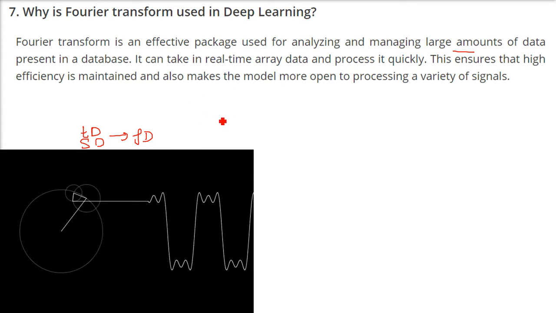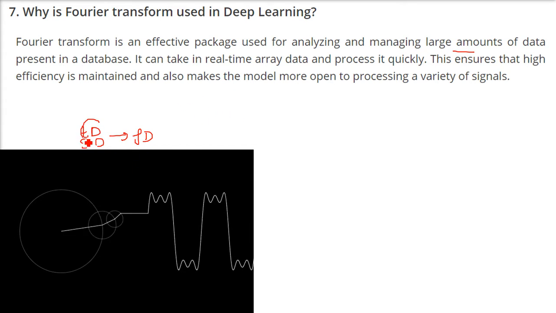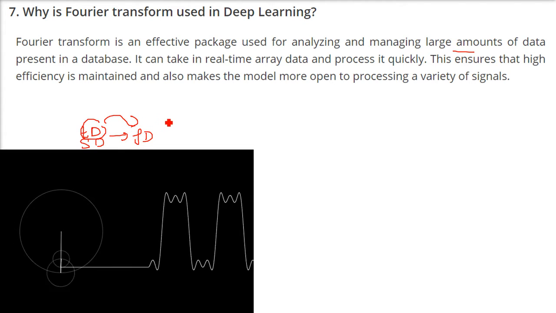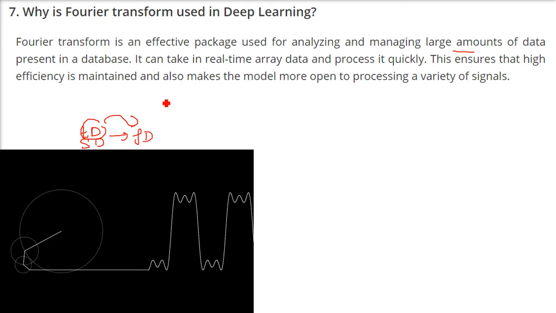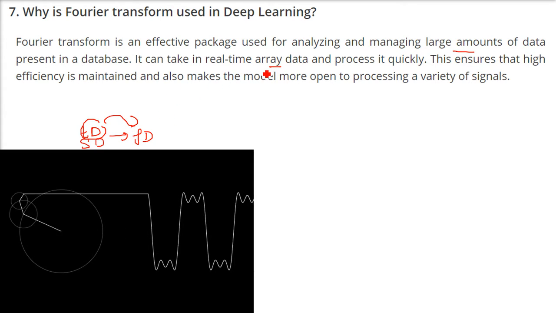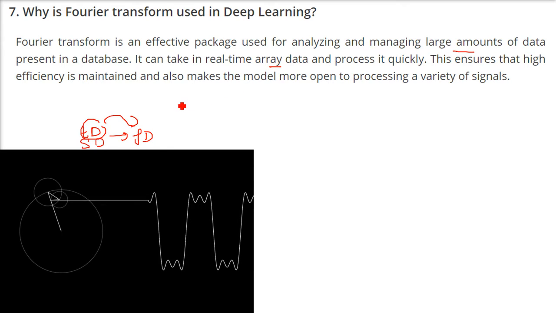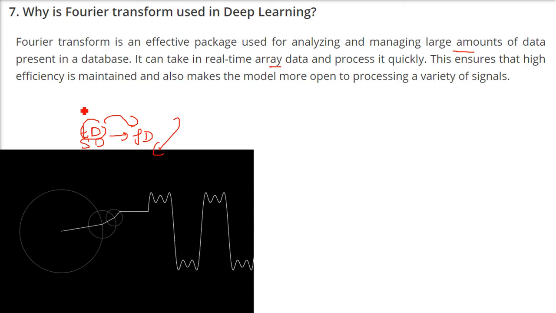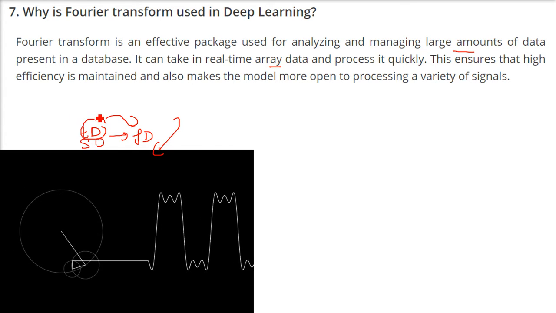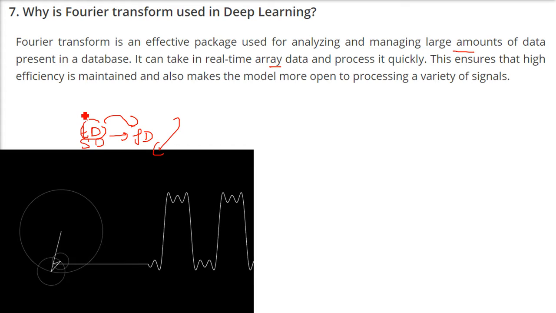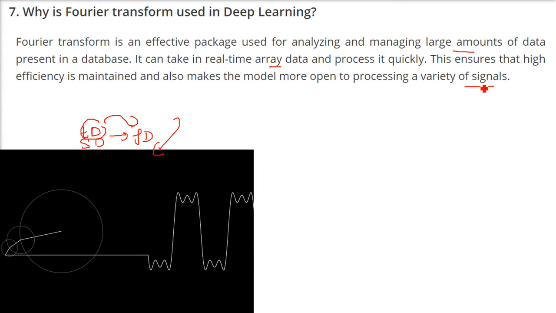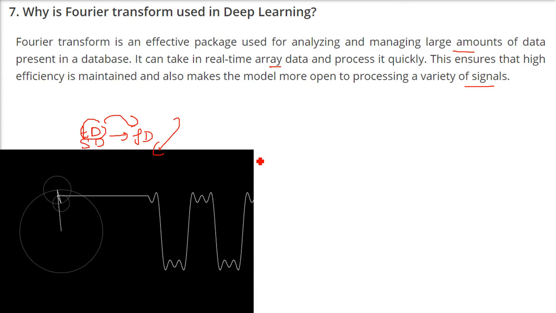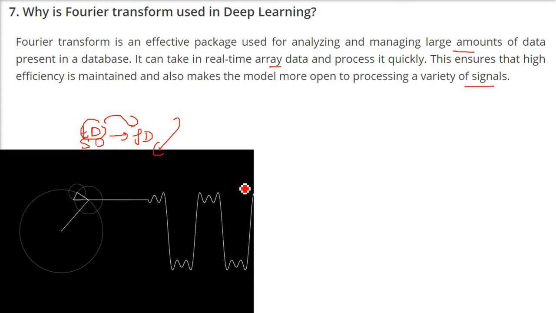It can take in real-time array data and process it quite quickly. So this ensures that high efficiency is maintained and also makes the model more open to the processing of a variety of different signals. As I'm saying, if you apply FFT, fast Fourier transform, it will be faster. So it gives you efficiency and it is able to handle or manage large amounts of data present in the database. That is why Fourier transform is used in deep learning.